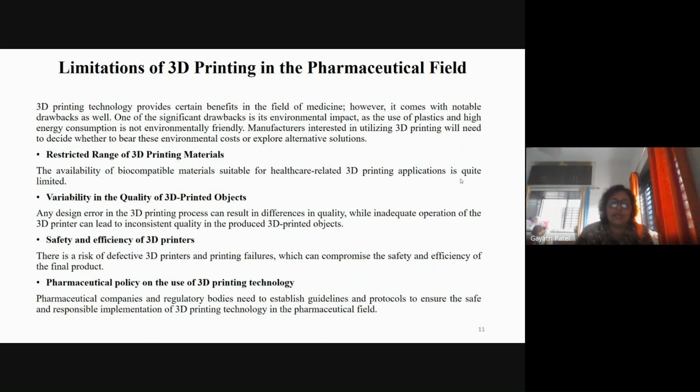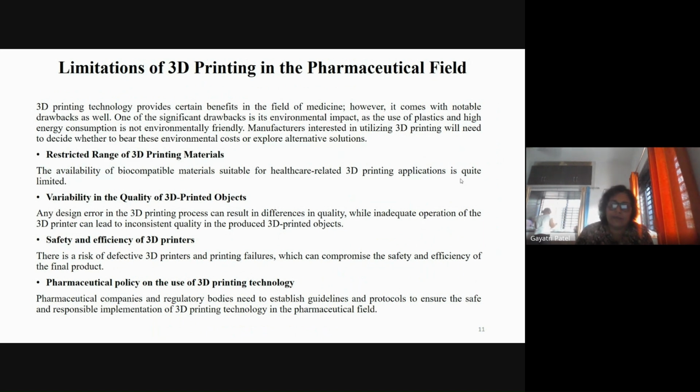Very first, it is the environmental impact. Why? Because we are using some sort of plastics, polymers, right? Mainly the degradability or compatibility may not be good for the environment. So before utilizing 3D printing, we always need to decide whether to bear this environmental cost or to explore an alternative solution.